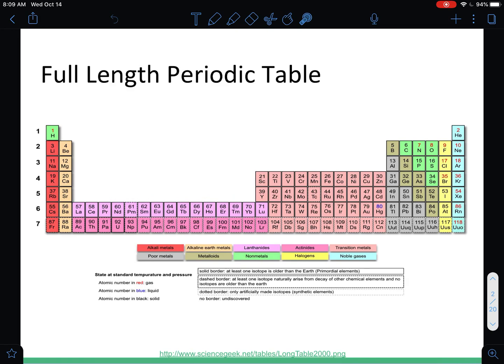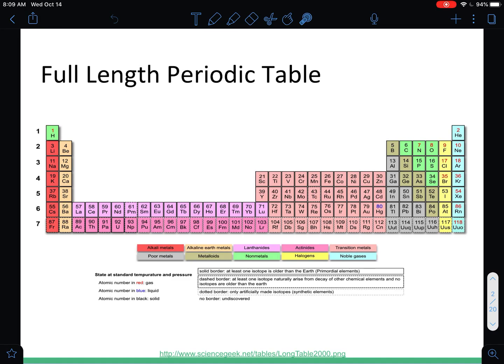Now, there are other ways that the periodic table is grouped, and one thing that we're going to look at in this lecture is the different families. So the different families, like the alkali metals here in red, alkaline earth metals, lanthanide, actinide series, transition metals, halogens, and noble gases. These all have similar properties with one another, and we call them chemical families.